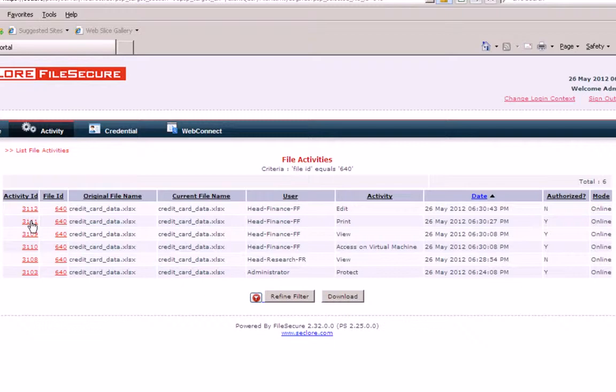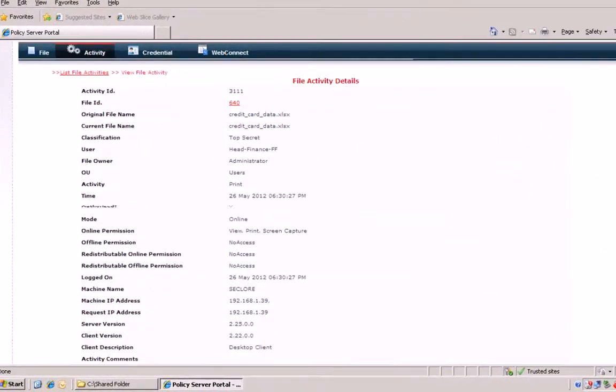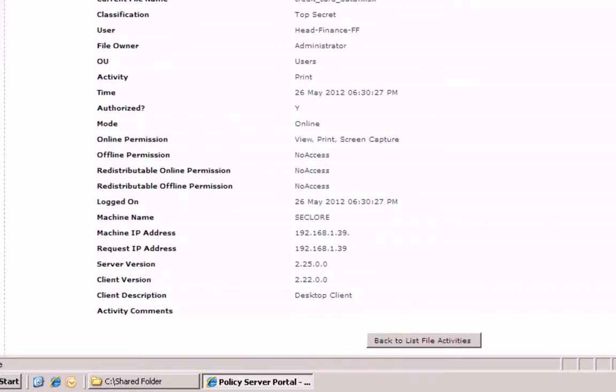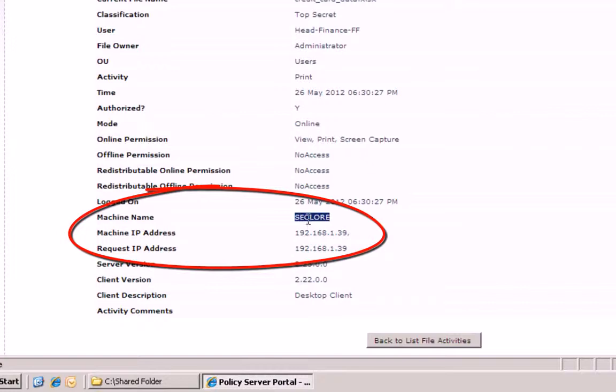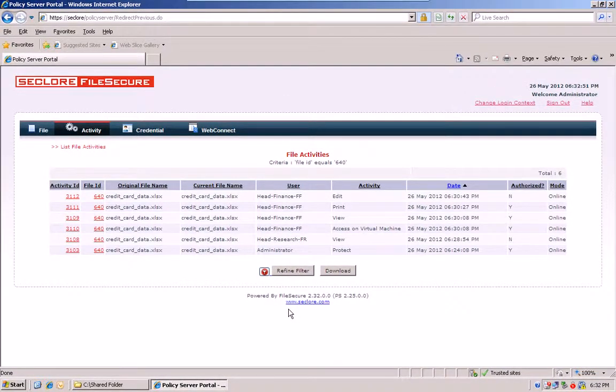And if you want some more details, you can click on the left, and that would give you a complete history of the particular activity along with the computer name, the machine IP address, etc. So as you can see, this is the power of the integration between GTB DLP system and Seclore's IRM system.